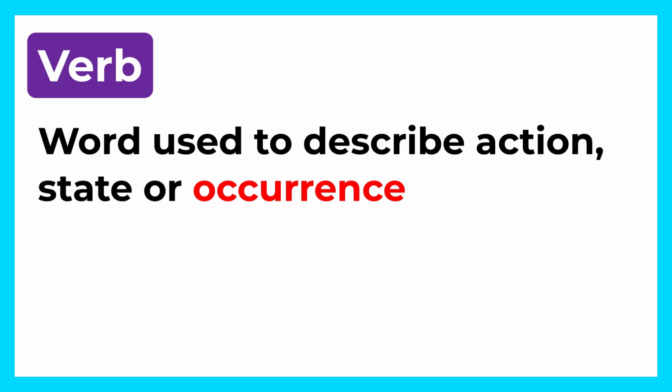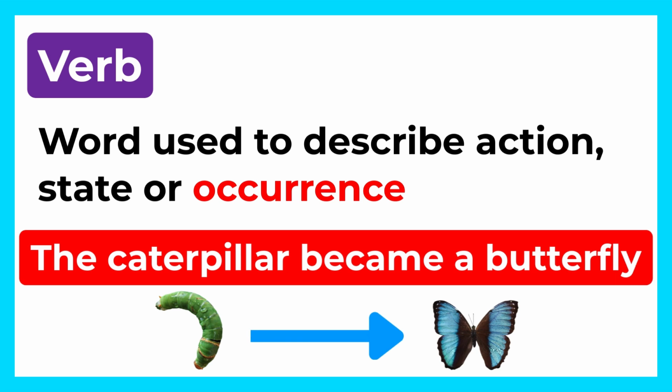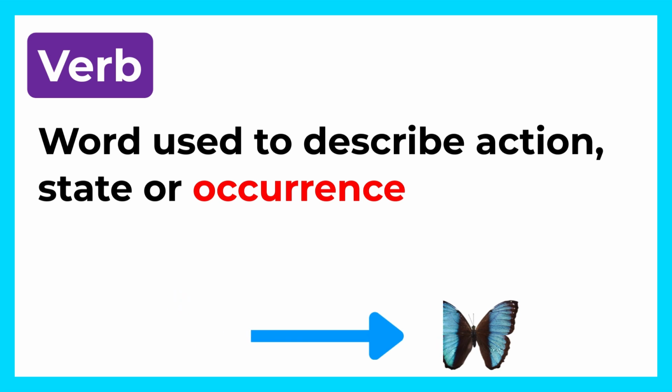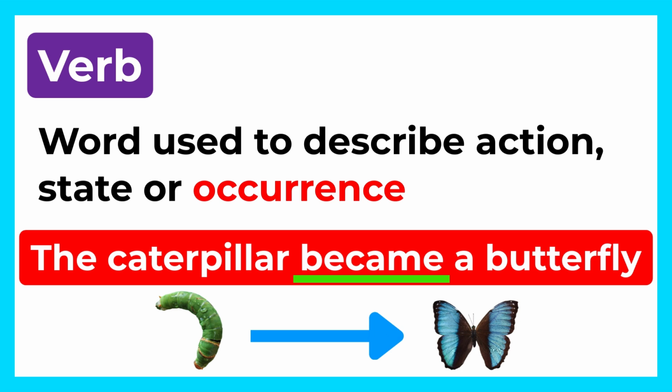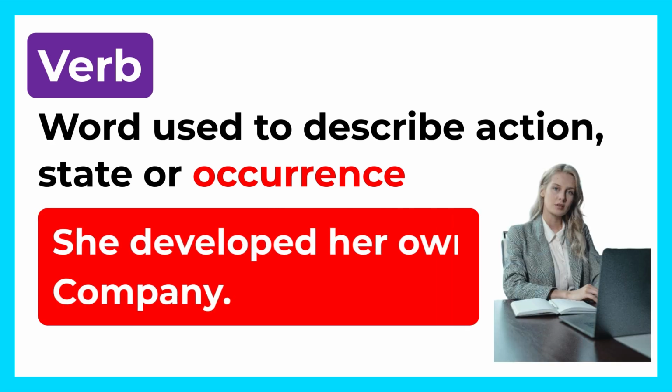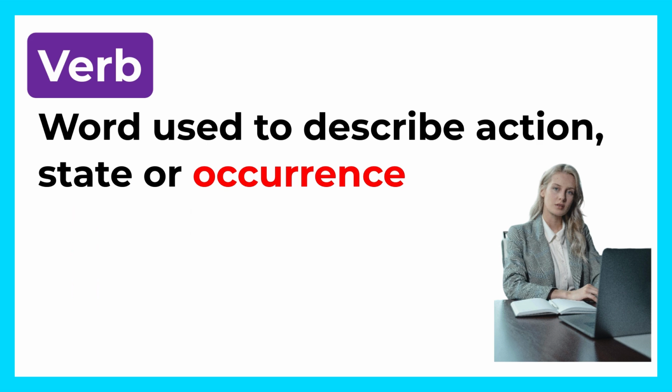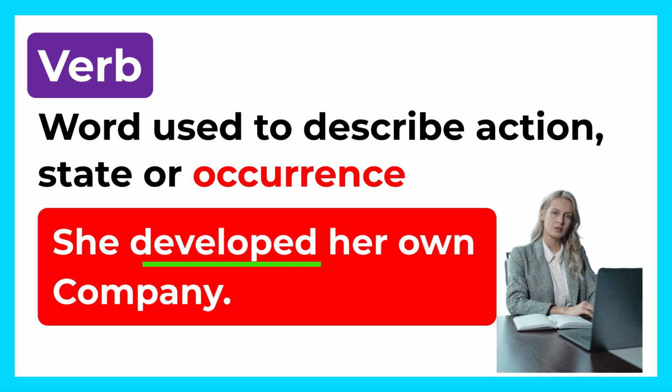When describing an occurrence, we can think of something happening. For example, the caterpillar became a butterfly. The verb in this example is became because it's used to describe something that happened. She developed her own company. The verb in this sentence is developed because it is used to describe something that happened.